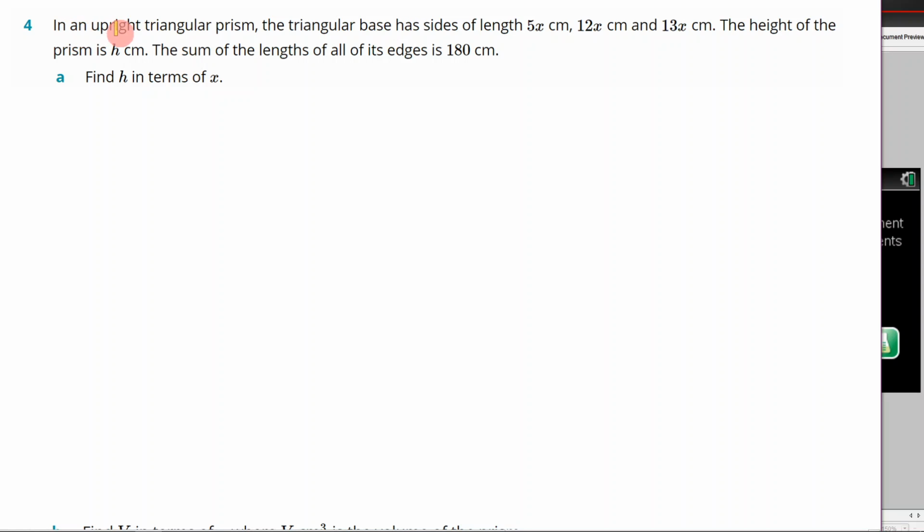It says, in an upright triangular prism, the triangular base has sides of length 5x centimeters, 12x centimeters, and 13x centimeters. The height of the prism is h centimeters. The sum of the lengths of all of its edges is 180 centimeters. Find h in terms of x.